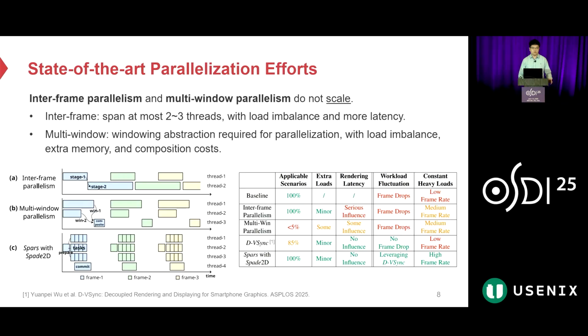We wish to enable much finer-grained parallelism within a single frame, utilize more CPU cores, and deliver high frame rates even under constant heavy loads. Before we dive into our solution, let's quickly review how a typical OS rendering service works in iOS or OpenHarmony. This will help clarify the specific challenges we need to solve.